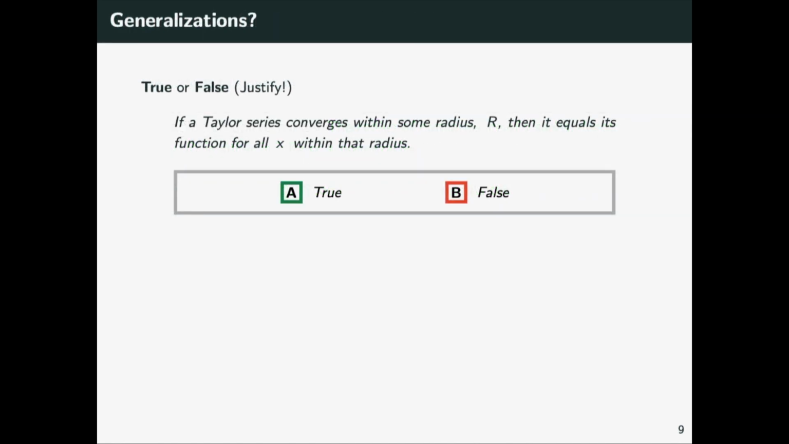On this slide, we try to take a look at whether or not we can make any generalizations. So it says if a Taylor series converges within some radius r, then it equals its function for all x within that radius. So I want you to take a moment to pause and play or reflect, and I'll see you back in just a moment.